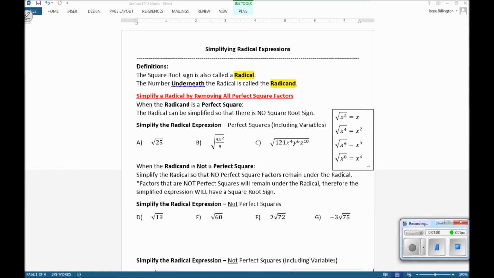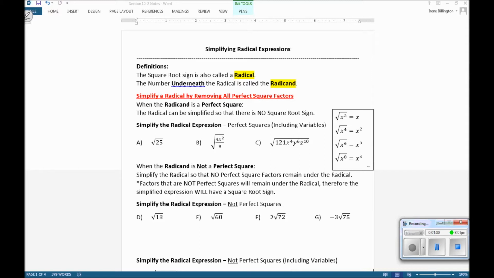You will notice on the back side of your notes that I have a list of all of your perfect squares up through 15. I do expect for numerically you to know all of your perfect squares through 15 times 15, which is 225. We also have variables that can be considered perfect squares, okay?